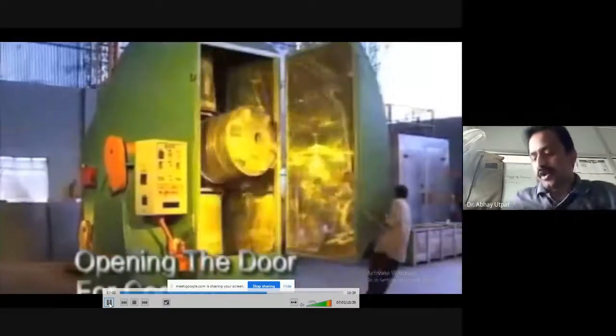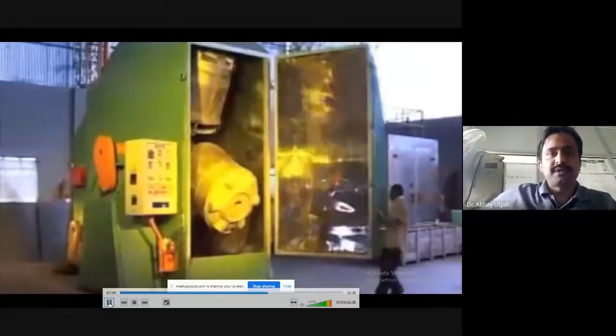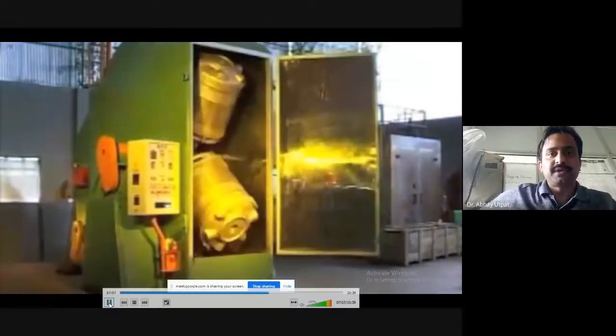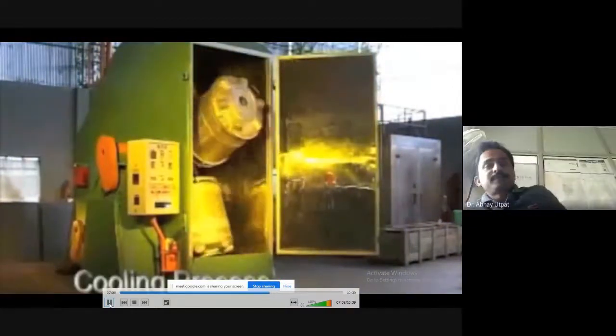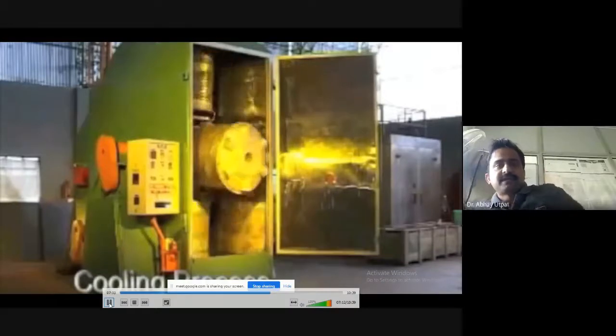See how small the unit is. Anybody want to become an entrepreneur? You can start your business. If you keep two or three such machines, you can start production.